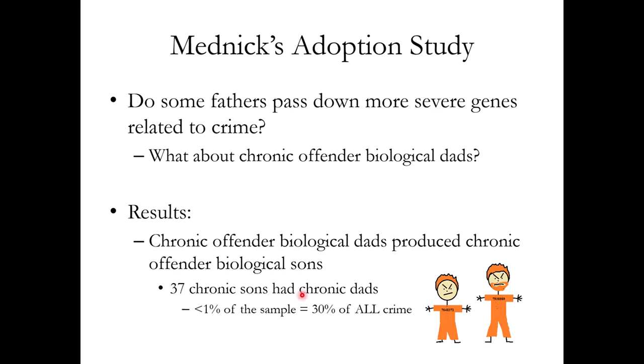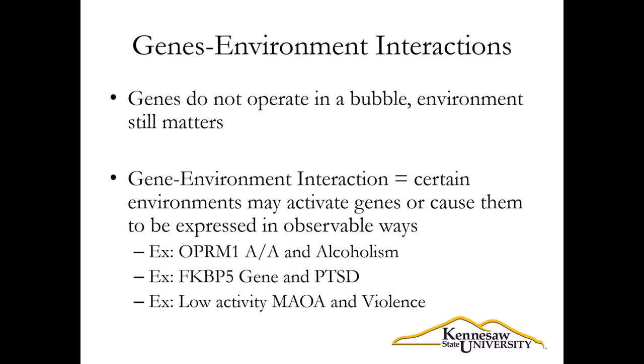It did show that chronic offender biological dads produce some chronic offender biological sons, like I said, and so that kind of goes to show you that genes might have something to do with it, but they don't operate in a bubble, so to speak. Crime is a social phenomenon. It doesn't happen in a laboratory with just genes and everything. It happens outside in the real world. So it makes sense that you're going to have some interaction between these different things. And I don't want to go on too long because I'm hitting 14 minutes here.